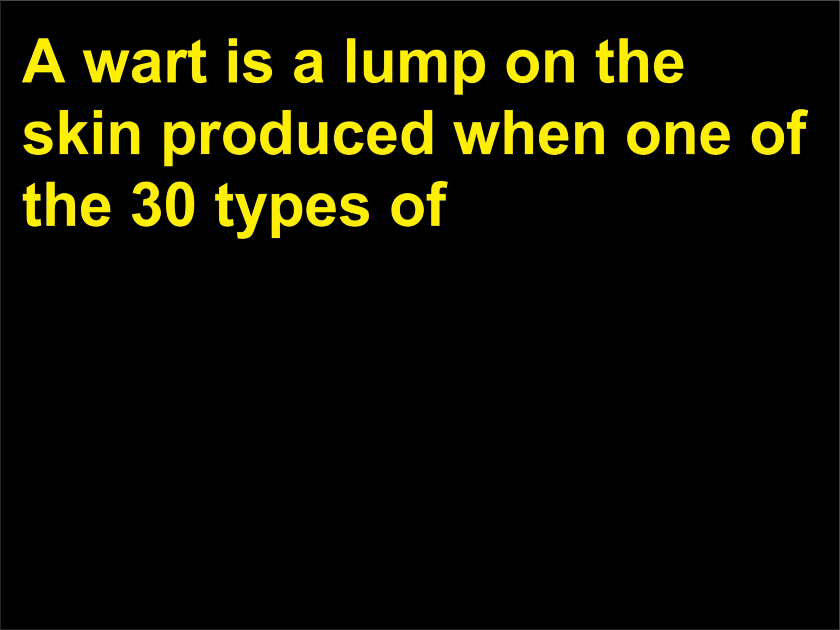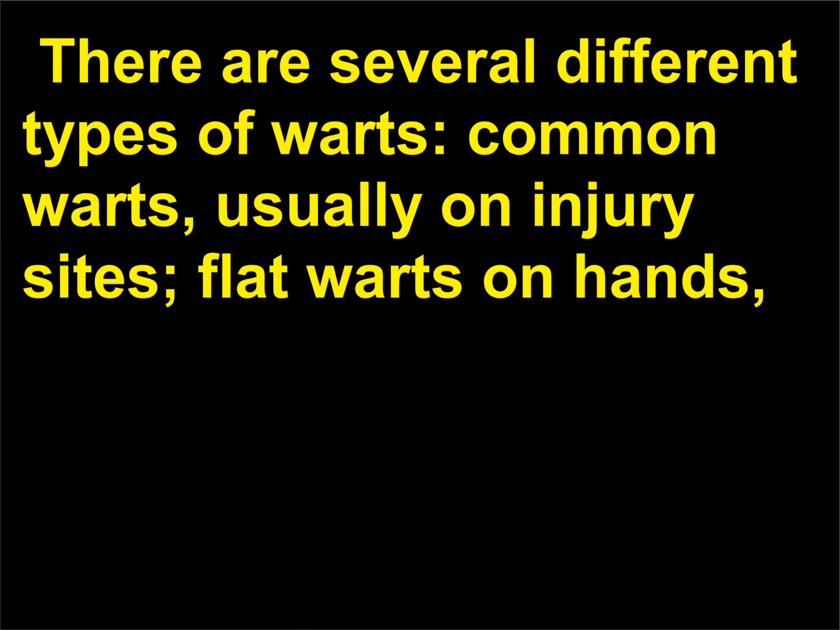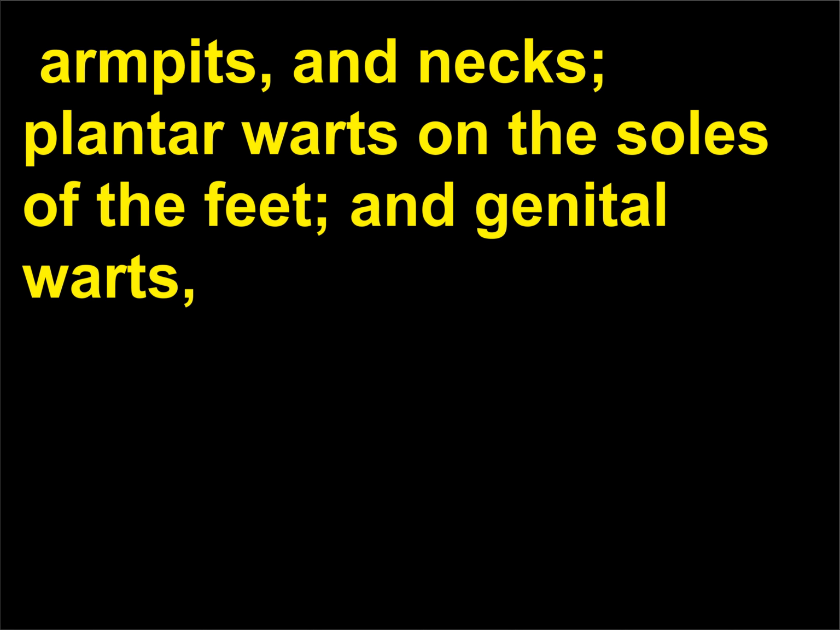A wart is a lump on the skin produced when one of the 30 types of papillomavirus invades skin cells and causes them to multiply rapidly. There are several different types of warts: common warts, usually on injury sites, flat warts on hands, accompanied by itching, digitate warts having finger-like projections, filiform warts on eyelids, armpits, and necks, plantar warts on the soles of the feet, and genital warts.